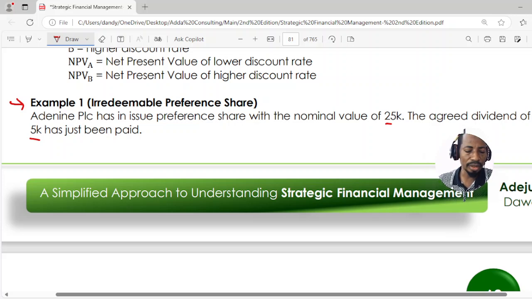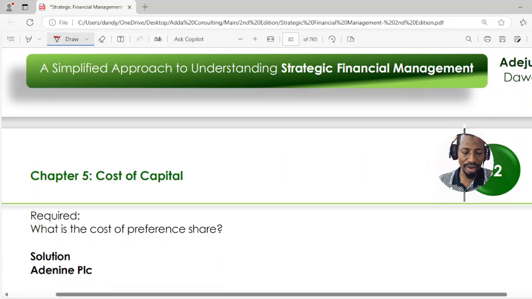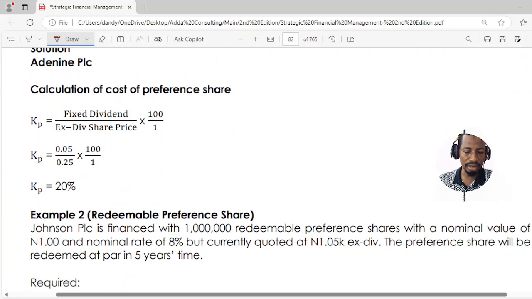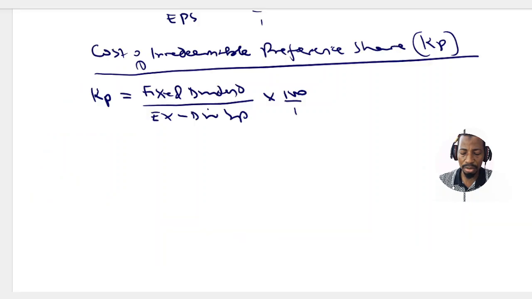Therefore, the cost of irredeemable preference share will be equal to 5 divided by 25. This is the formula you are supposed to use. So the cost of irredeemable preference share is 20%. 5 divided by 25 is 20%. That is how to calculate the cost of irredeemable preference share.